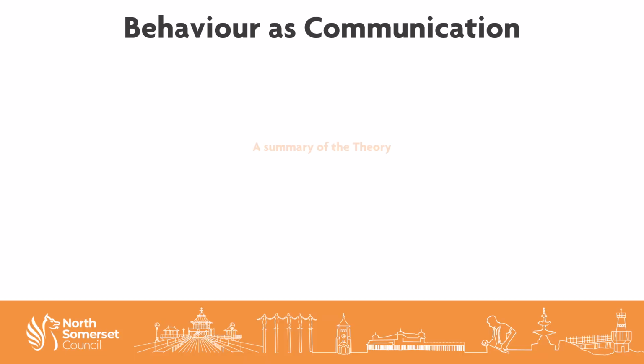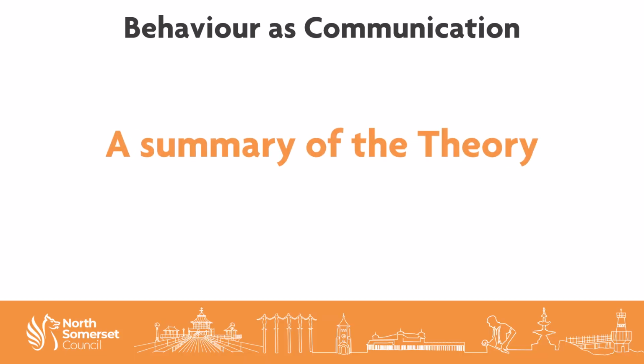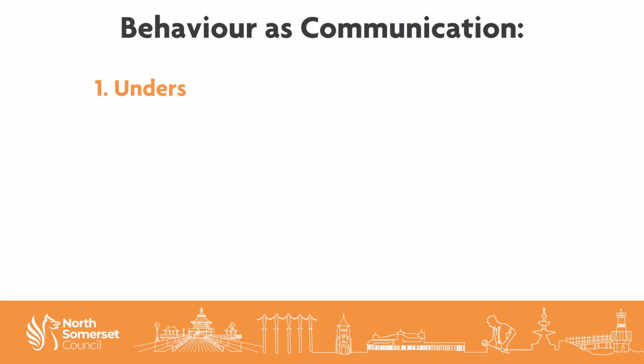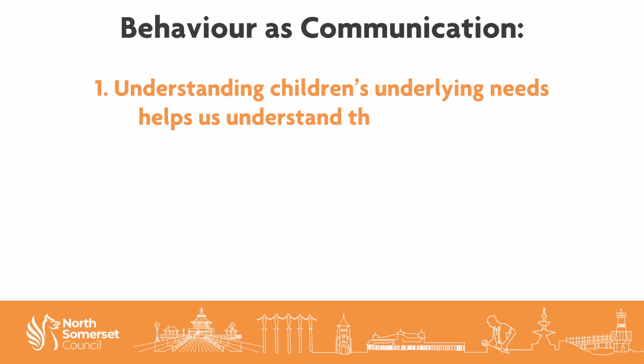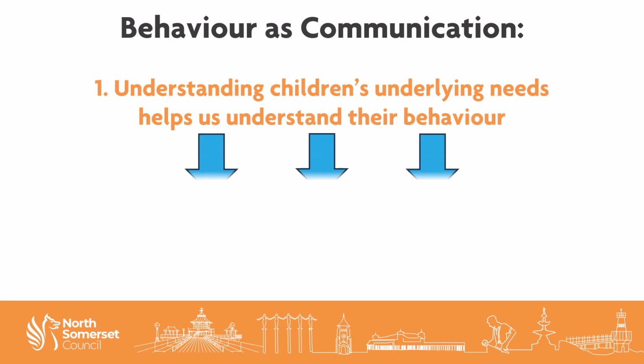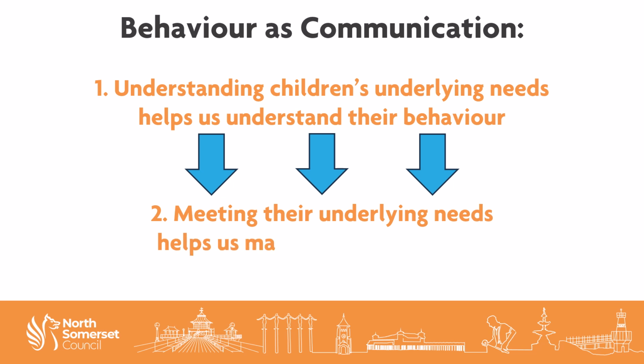So, putting all of this together, we can summarise the behaviour as communication theory with maybe two key messages. The first is that understanding children's underlying needs helps us understand their behaviour. And it follows on from this that meeting their underlying needs helps us manage their behaviour. Some of the methods that children use to signal their needs, for example meltdowns or lashing out, are upsetting for them and the people around them. By interpreting their needs and meeting them, we reduce these forms of behaviour.